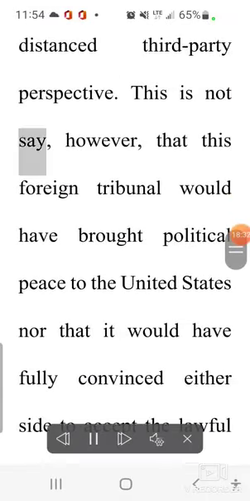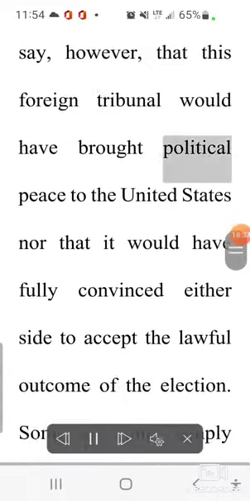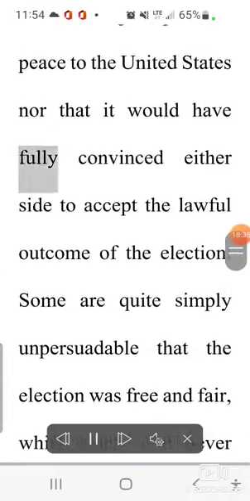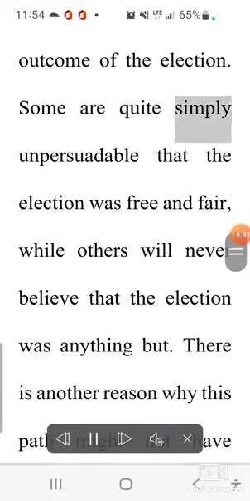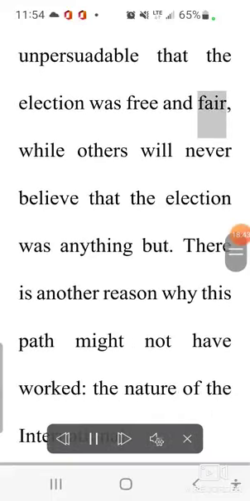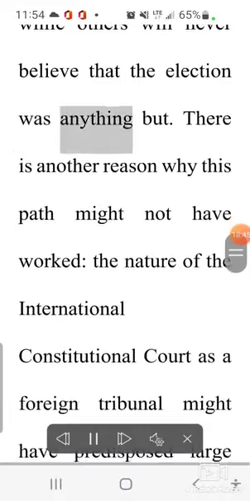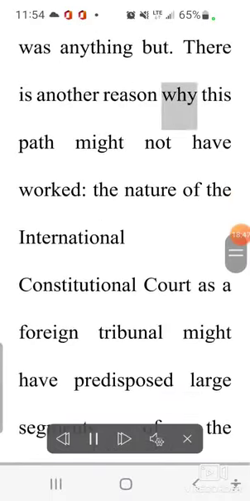This is not to say, however, that this foreign tribunal would have brought political peace to the United States, nor that it would have fully convinced either side to accept the lawful outcome of the election. Some are quite simply unpersuadable that the election was free and fair, while others will never believe that the election was anything but. There is another reason why this path might not have worked.